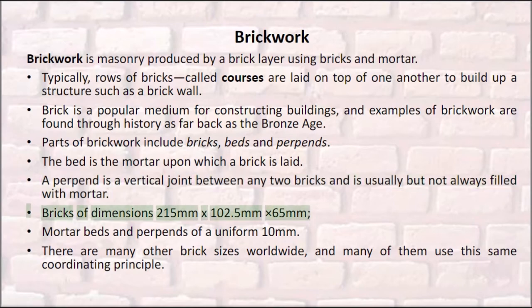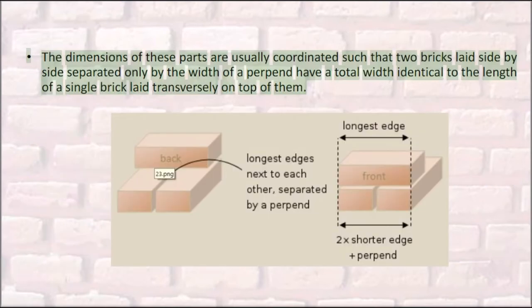Bricks of dimensions 215 mm x 102.5 mm x 65 mm, with mortar beds and perpends of 10 mm. There are many other brick sizes worldwide, and many of them use this same coordinating principle. The dimensions of these parts are usually coordinated such that two bricks laid side by side, separated only by the width of a perpend, have a total width identical to the length of a single brick laid transversely on top of them.